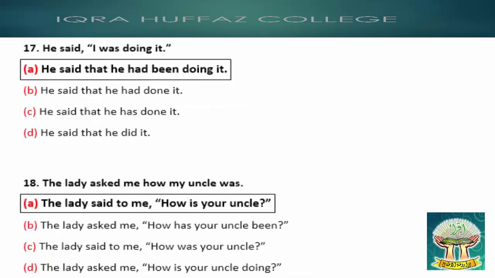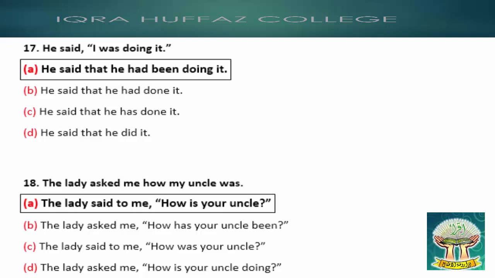Sentence number 17. He said, I was doing it. This is a direct sentence. I was doing it is a past continuous tense, and this past continuous would go to past perfect continuous as a simple rule or the instruction of direct and indirect narration. So option A is the correct answer. He says that he had been doing it.